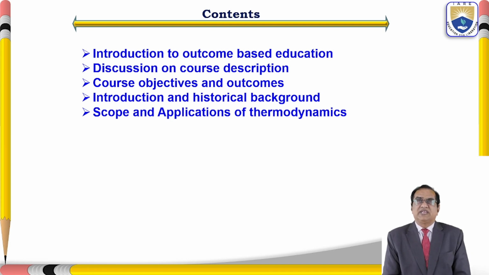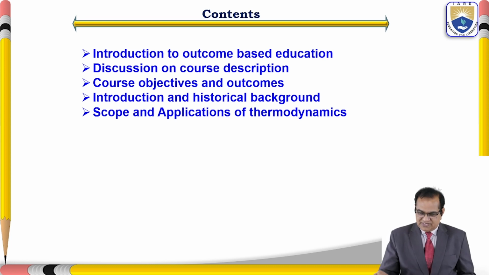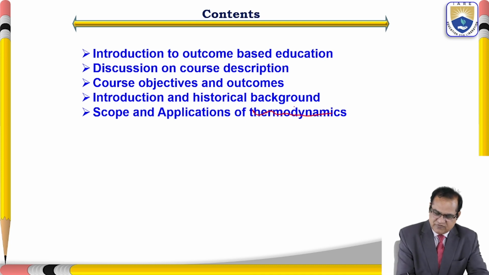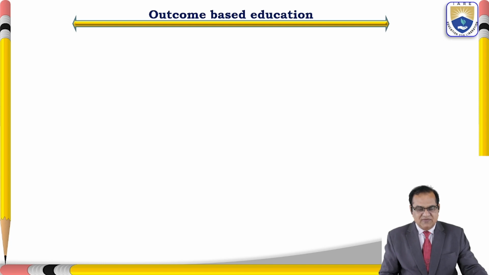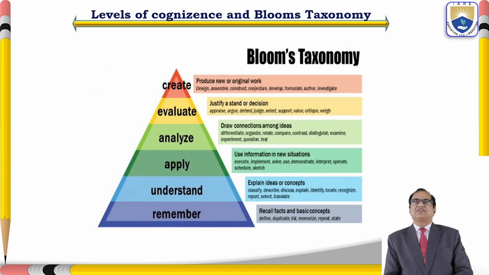That is, introduction to outcome-based education, discussion on course description, course objectives and course outcomes, introduction and the historical background, scope and application of flight mechanics. Then I will go with the levels of cognizance and Bloom's taxonomy.